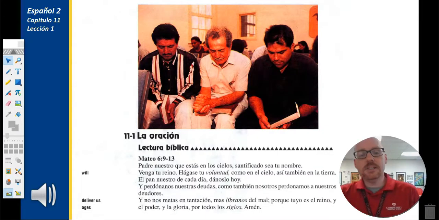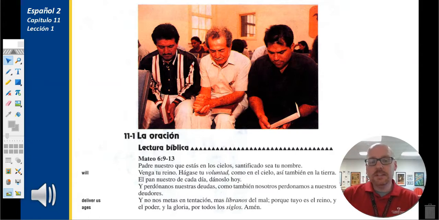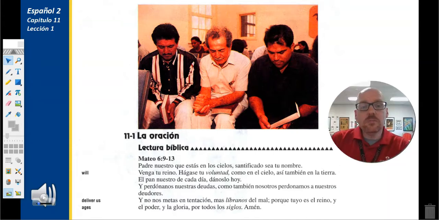Y clase, vamos a estudiar, vamos a repasar el versículo aquí, Mateo 6, 9 a 13. Matthew 6, 9 through 13. Remember, we talked about El Padre Nuestro, or the Lord's Prayer. This is a prayer that you will need to be able to memorize, and you will be saying this to me for a quiz grade. So make sure that you're reviewing this on a regular basis. So you listen as I read this prayer to us, and make sure that you are working on memorizing this.